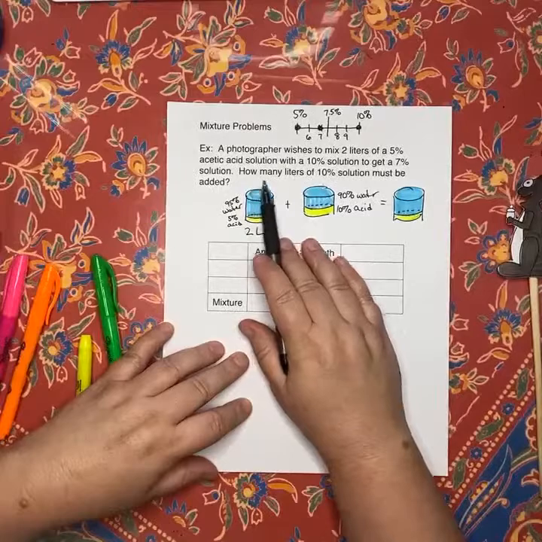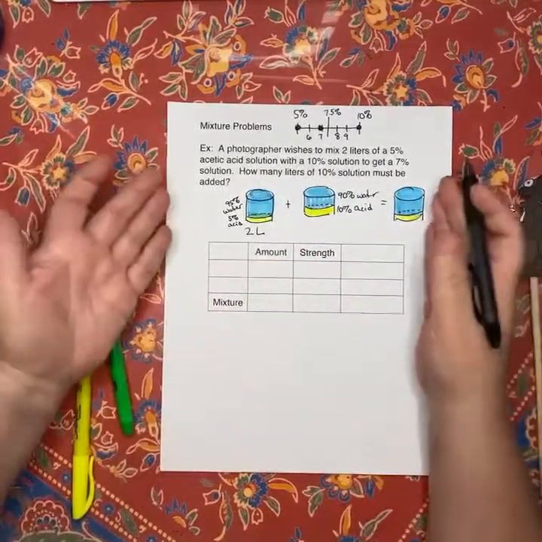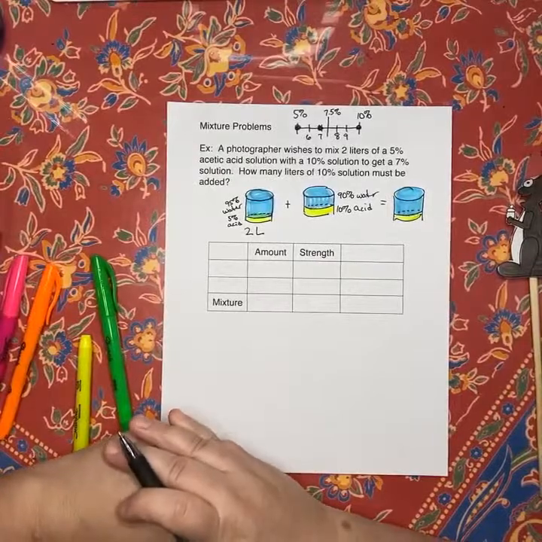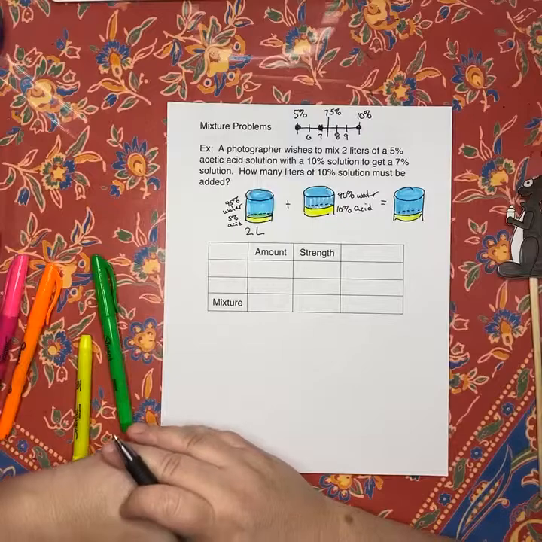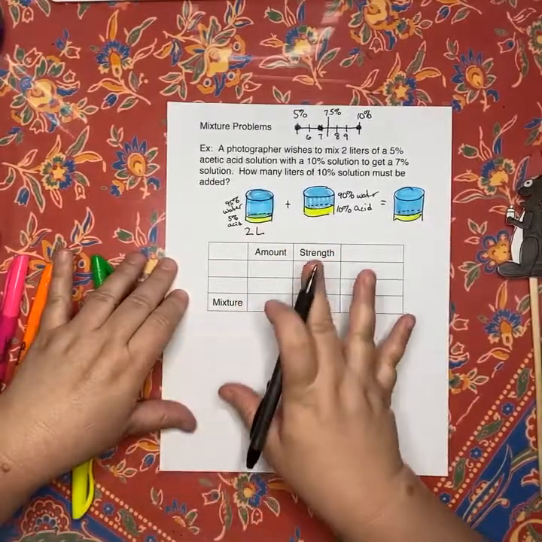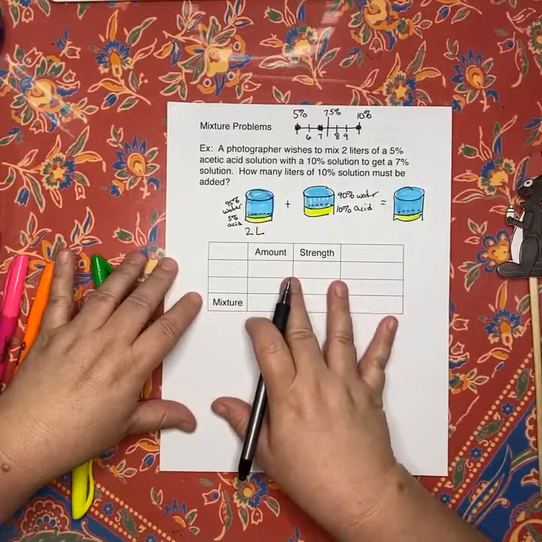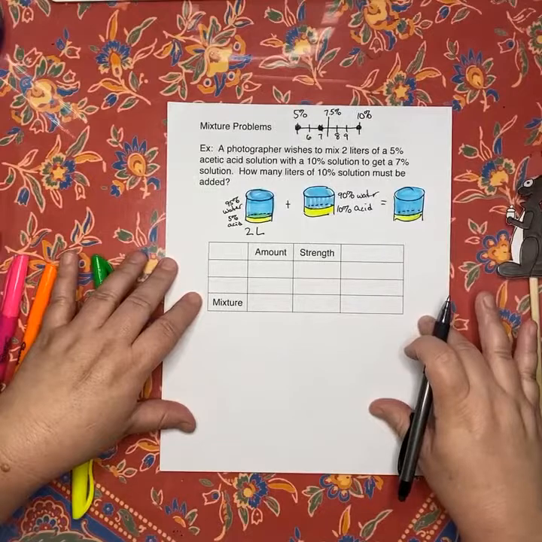And it's asking how many liters of a 10% solution must be added. Now, this is considered a classic mixture problem because we are literally mixing two things together to get a third. And so I have created part of a chart. And as before, you are not required to use the chart. If you like the chart, awesome. If you hate the chart, skip it and go directly to the equations.